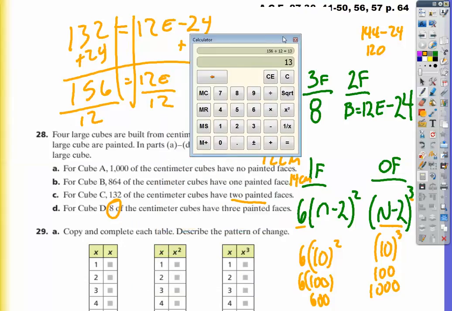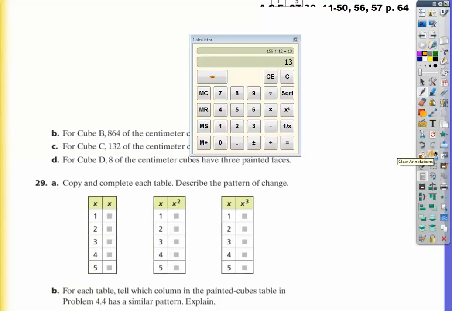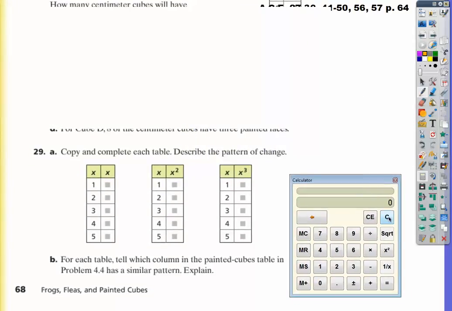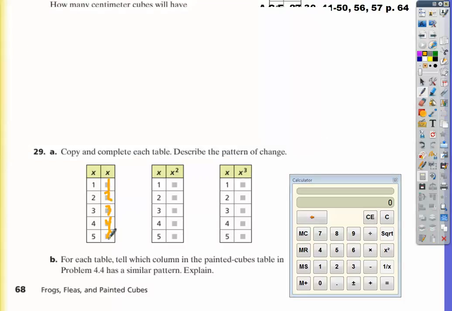All right, 29, which goes off the cubes a little bit. This is just a very basic thing, right? We're just plugging into the table. That's easy enough. We're just squaring it, and here we're just cubing it, right? So it's just plugging it in. That's it.